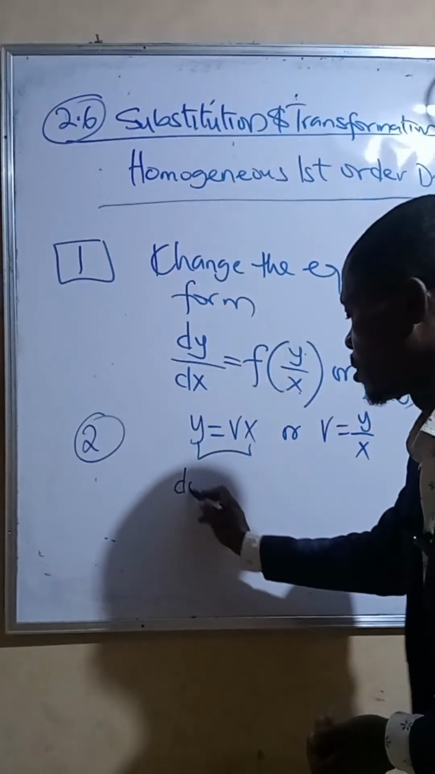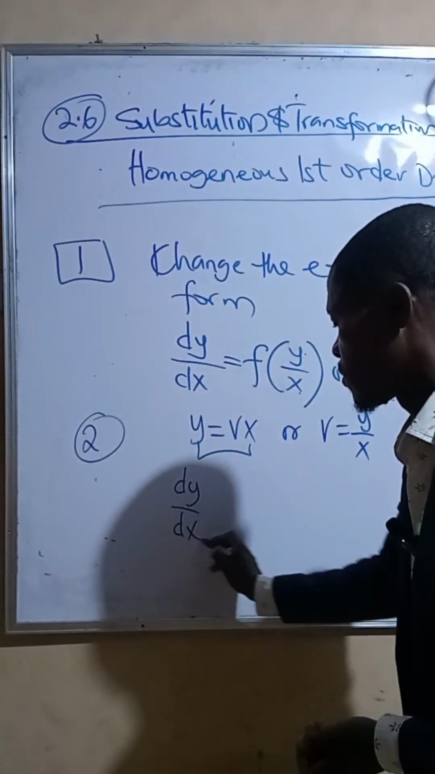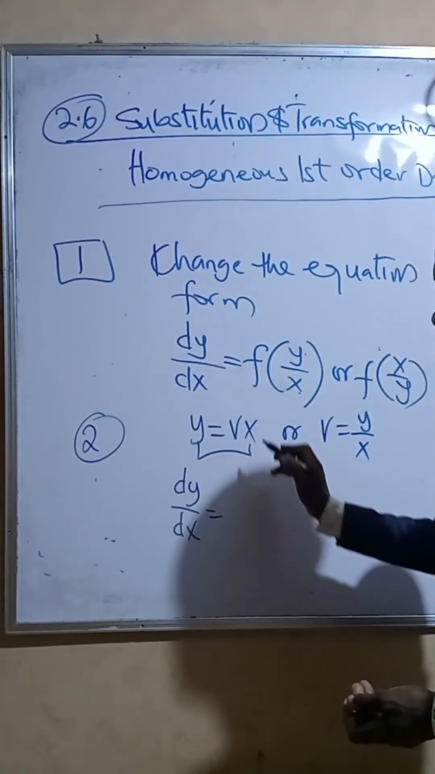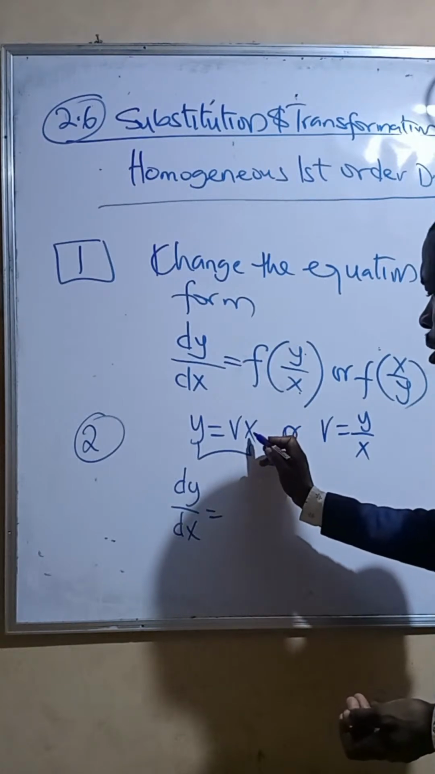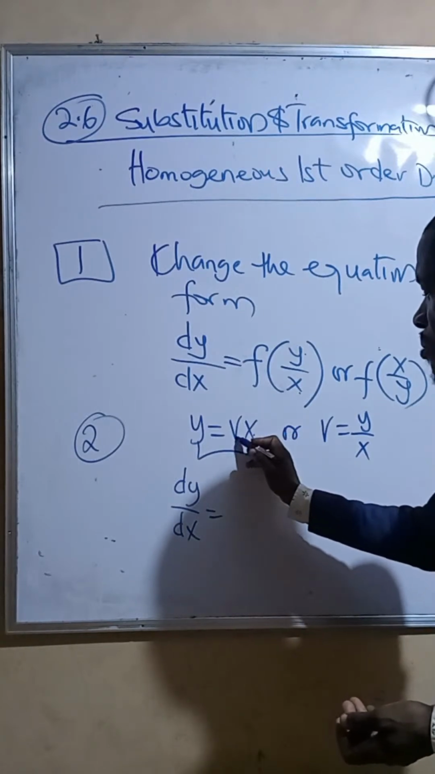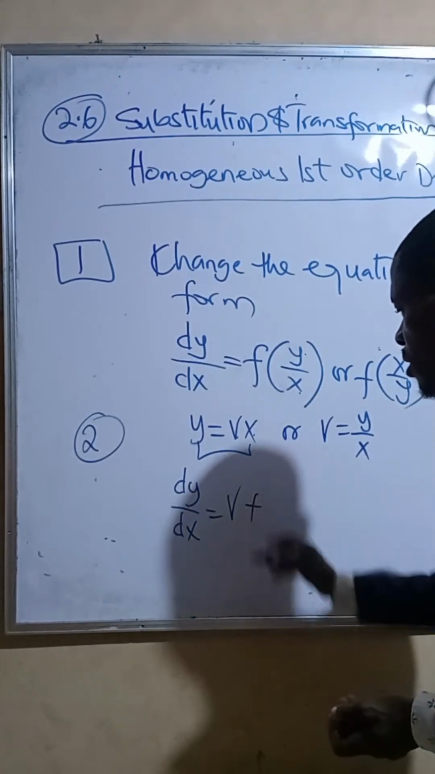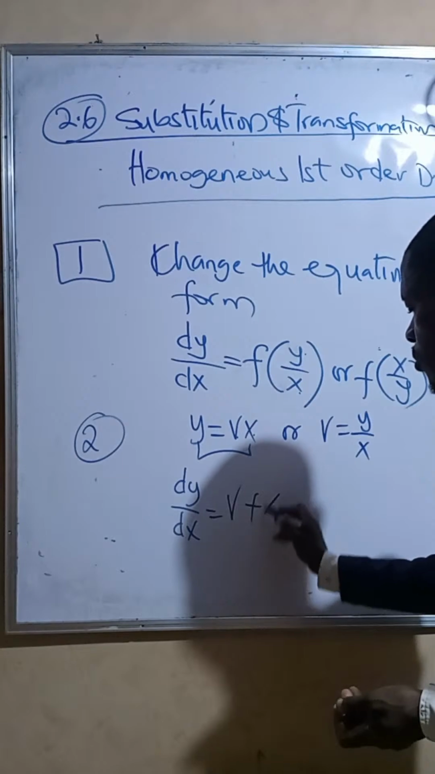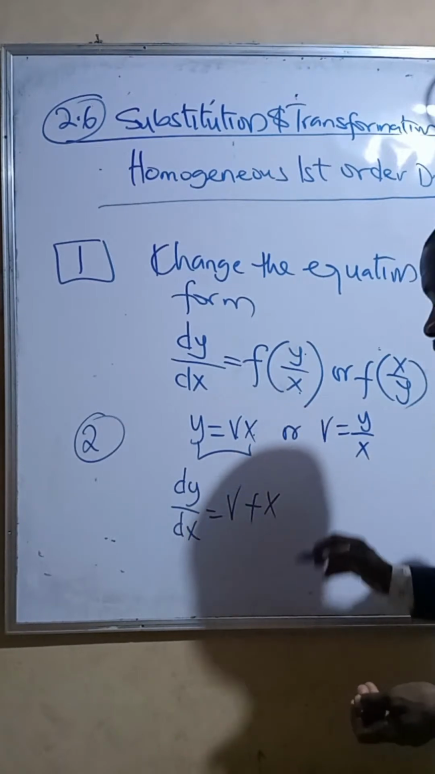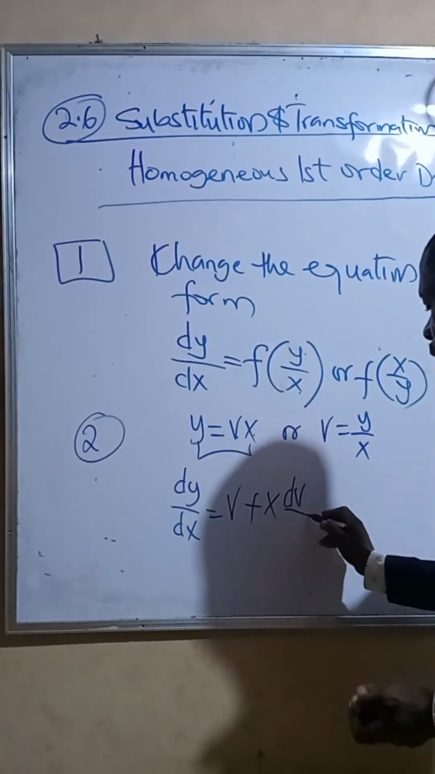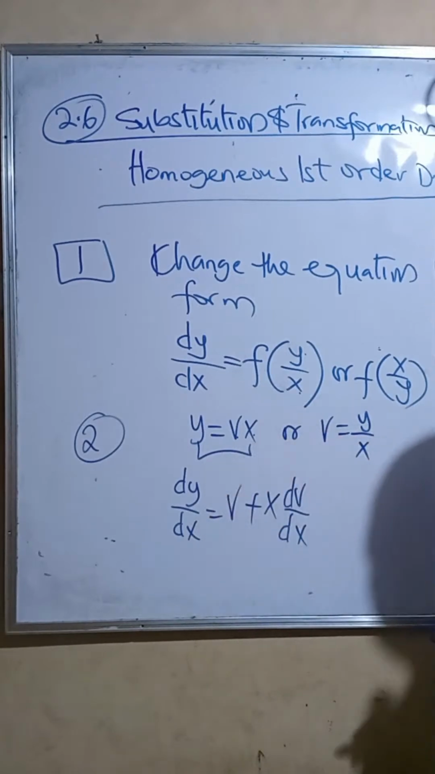Now differentiate this with respect to x. So that will be dy/dx equal to... Can you differentiate the x function? Keep the v constant. So you have v plus, it's a product rule. Keep your x constant and differentiate the v. So that will be x dv/dx.